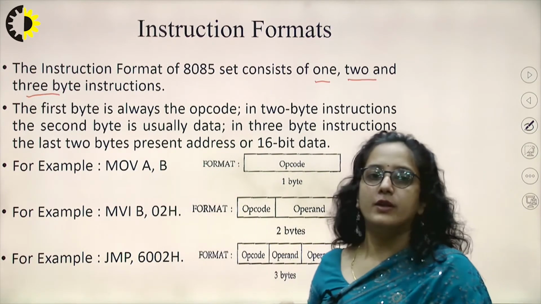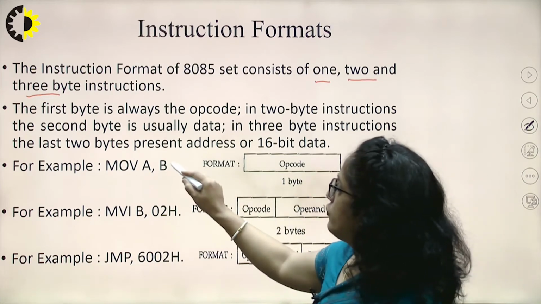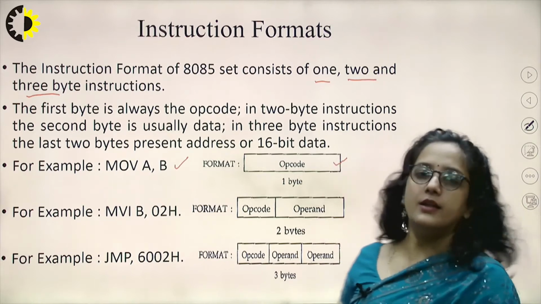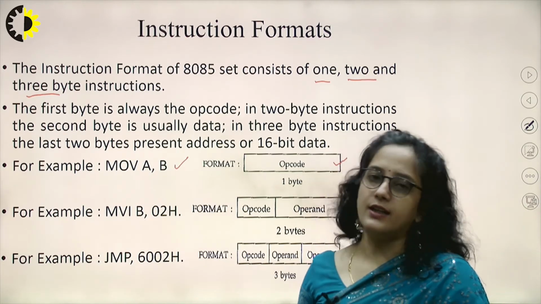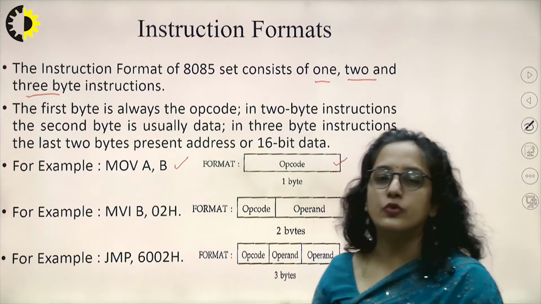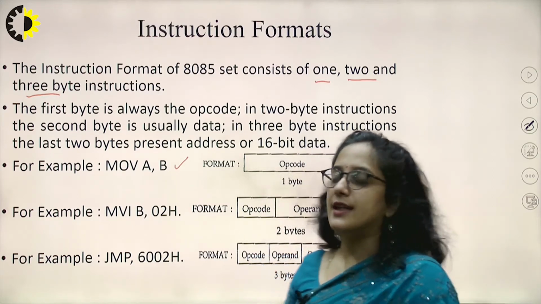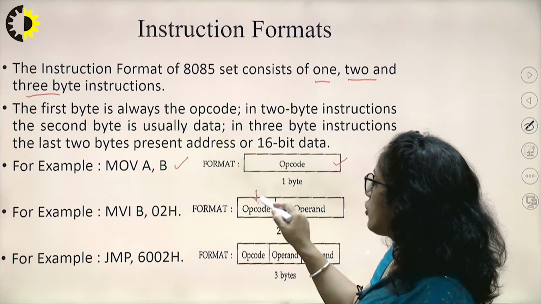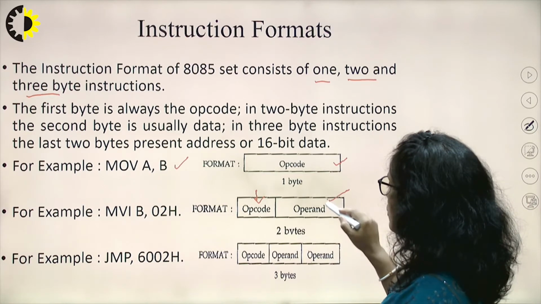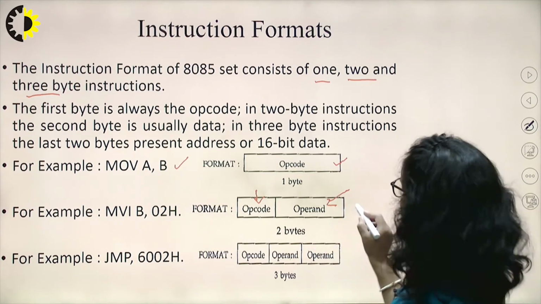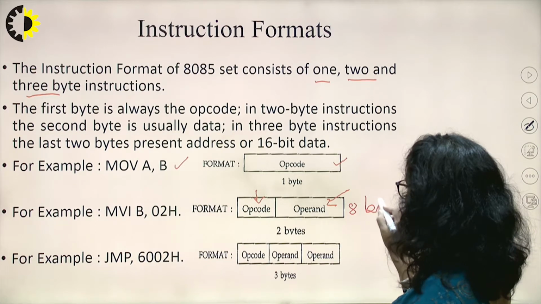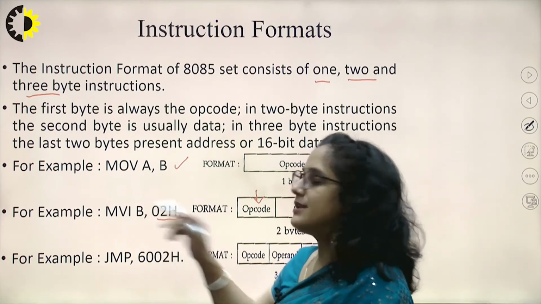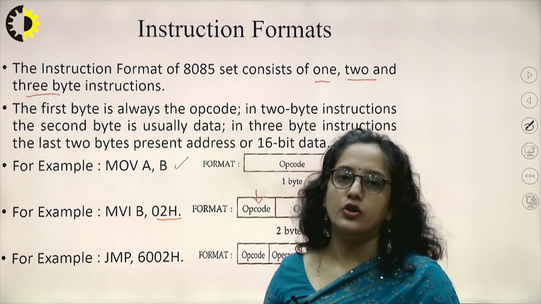The format for a 1 byte instruction is, for example, MOV A comma B, and it only consists of an opcode. There is no data operand specified in the instruction. All these instructions are known as 1 byte instructions. The second classification is the 2 byte instruction, in which 1 byte consists of the opcode and another byte consists of the operand. Here the operand is 8 bit. It is immediate data. An example is MVI B comma 02H.